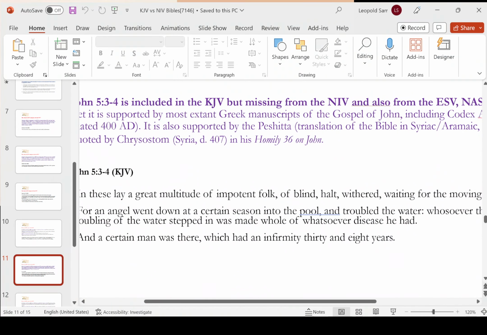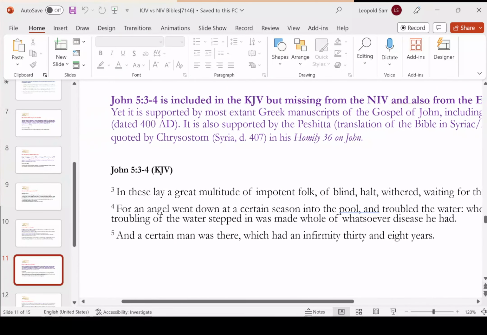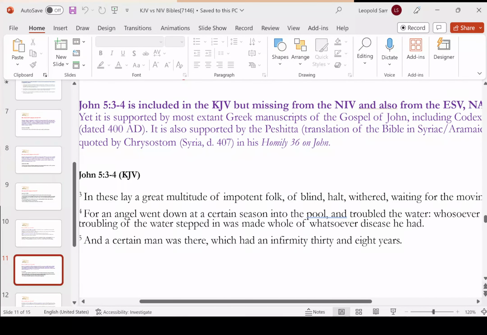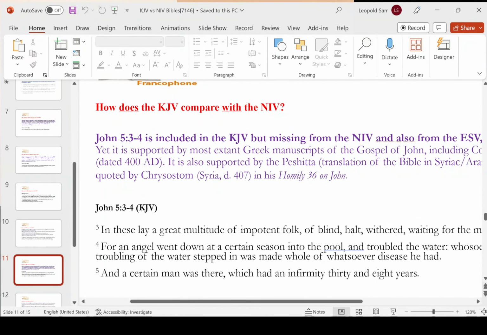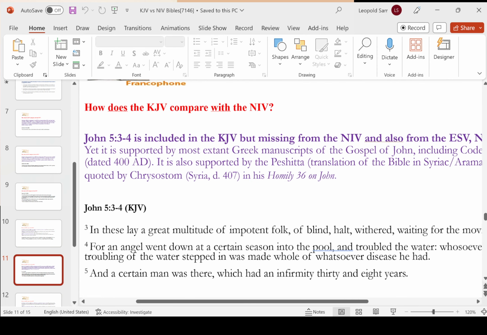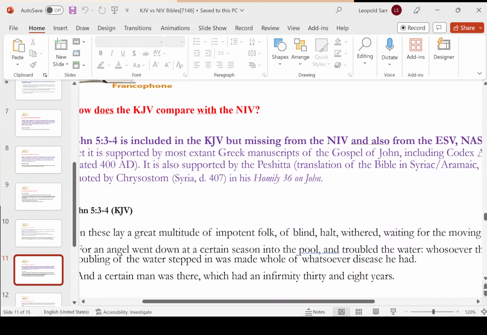Okay, before that, verse 5 says, and a certain man was there which had an infirmity thirty and eight years. So this is the pool of Bethesda, and the lame and blind were there waiting to be healed. Okay, let's look at the evidence now. In most extant Greek manuscripts of the Gospel of John, again the majority texts which are of the Byzantine type, they all agree that the second part of verse 3 and verse 4 should be included in the text, in the translation of the Gospel of John chapter 5.